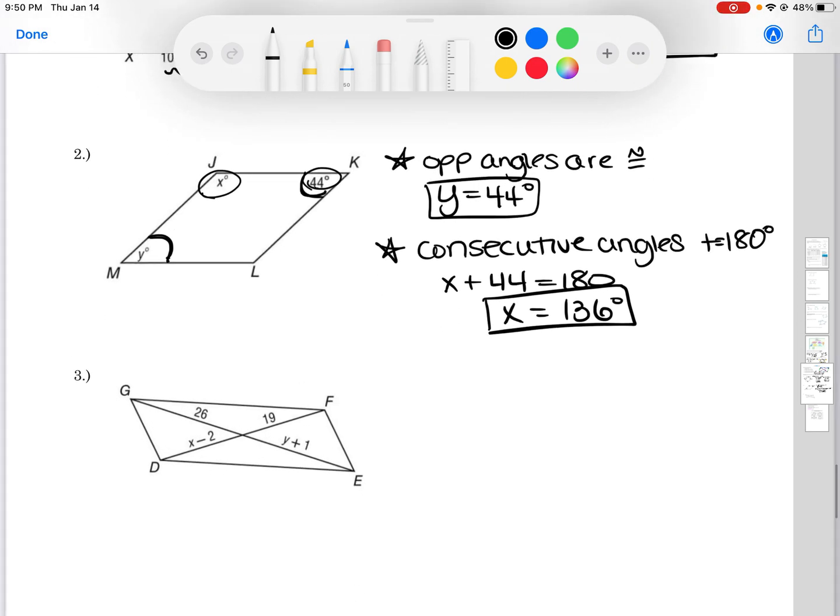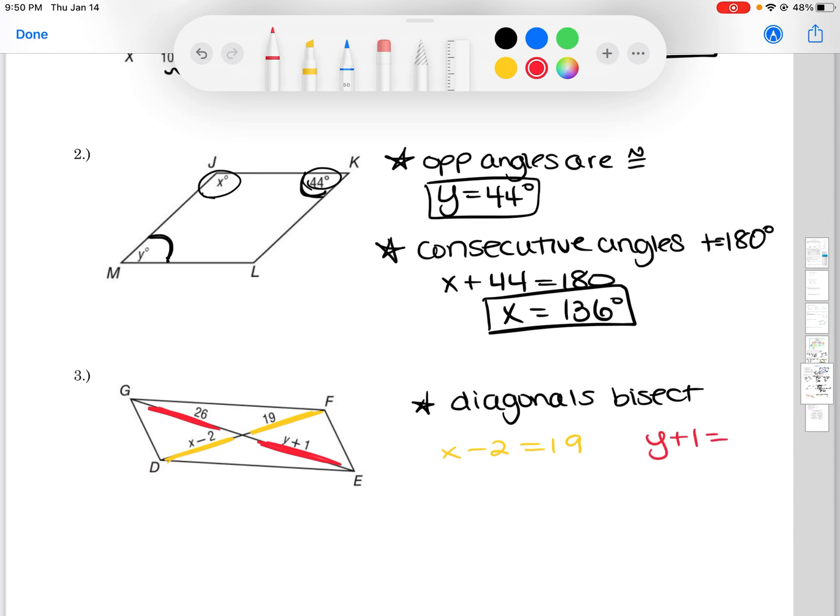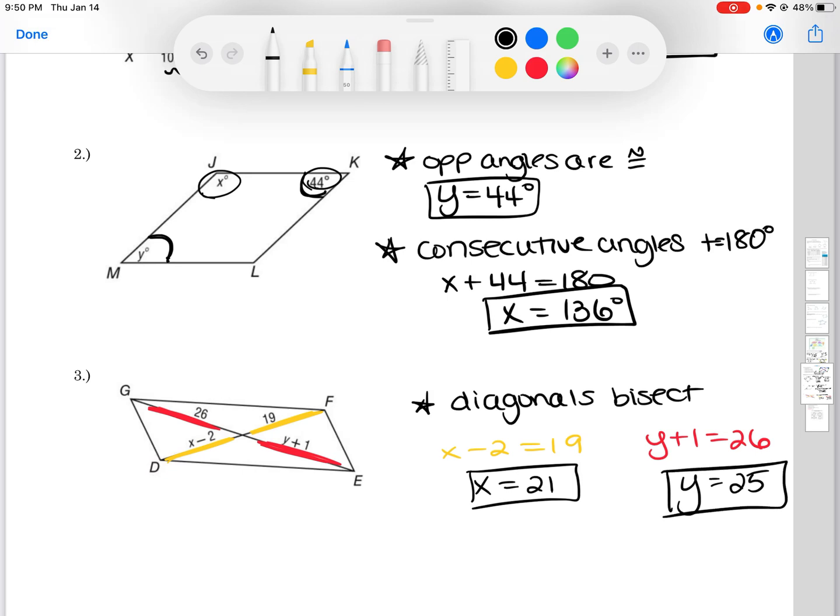Last but not least, I'm talking about my diagonals. So I have a rule about diagonals that says diagonals bisect, meaning they cut each other in half. So this half is equal to this half. So x minus 2 is equal to 19. And this half is equal to this half. y plus 1 equals 26. And now I can solve those two. So I'll add 2. That's x is equal to 21. I'll subtract 1. I get y equals 25. And those are our basic rules that we have to follow when working with parallelograms.